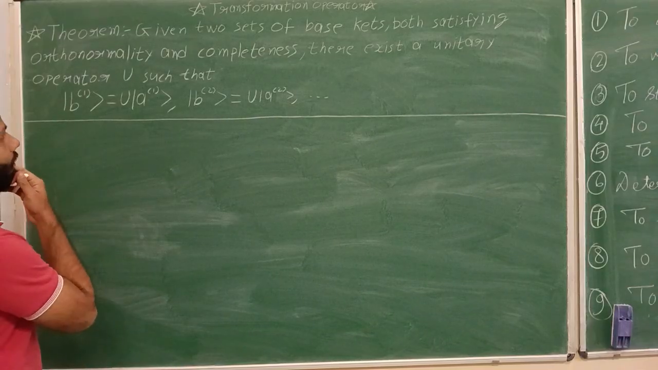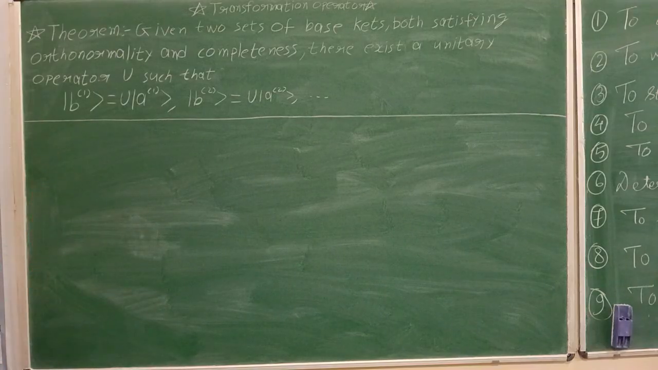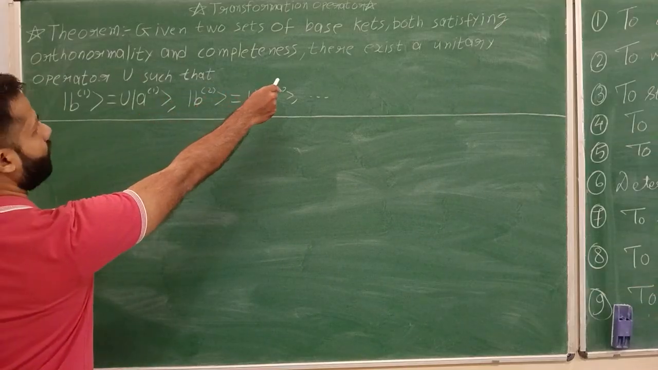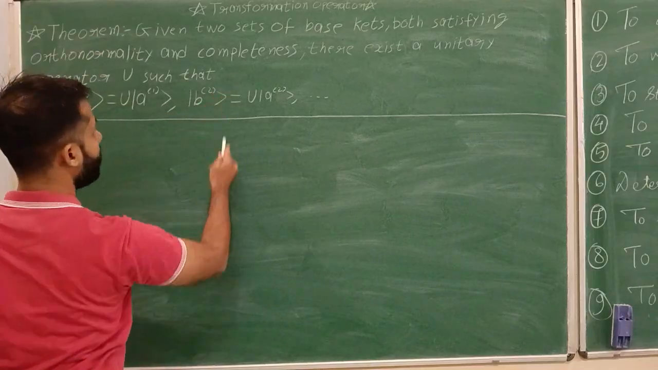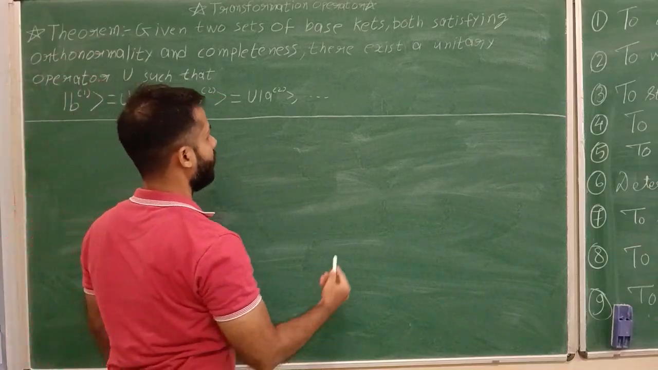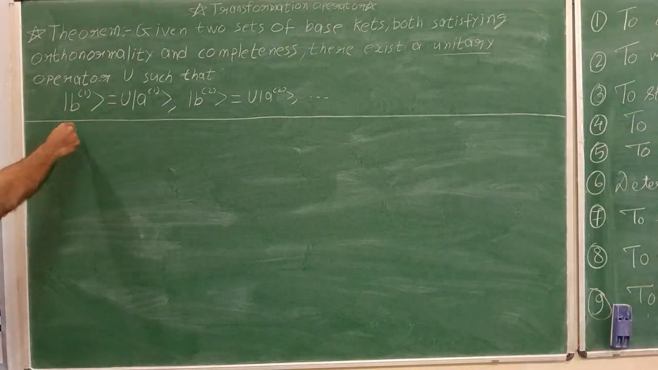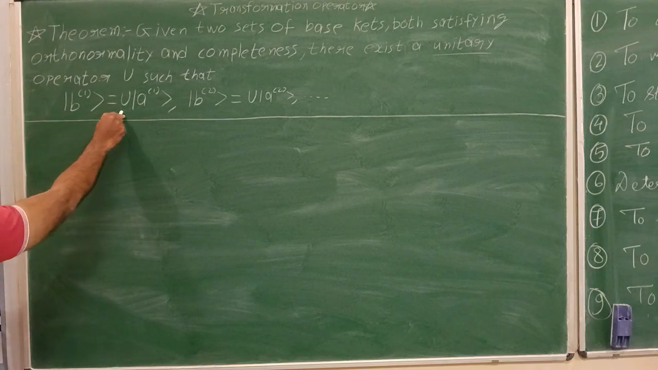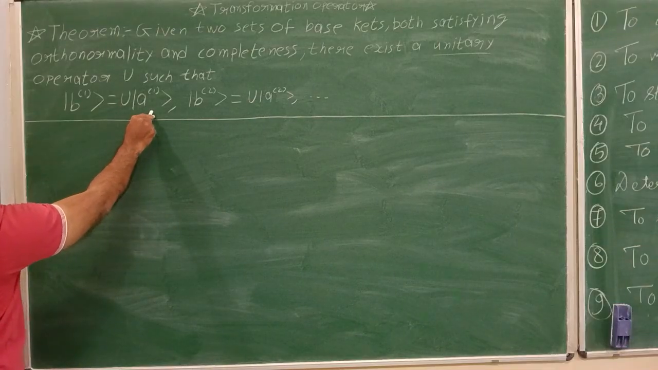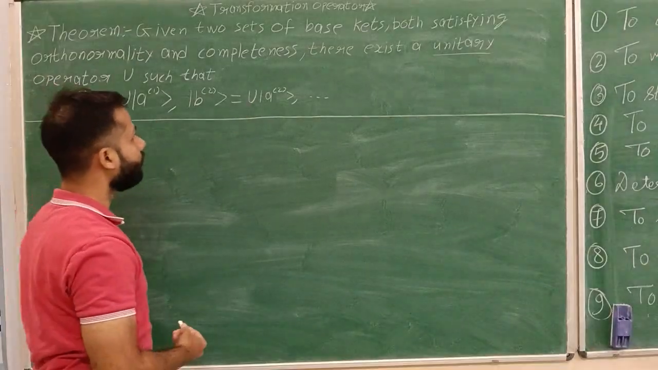So today we are going to talk about transformation operators, and we are going to prove this theorem: let's say we have two sets of base kets and both are satisfying this orthonormality and completeness, then there exists a unitary operator such that I can go from B to A or A to B in this manner. I apply the unitary operator on all the kets, and get B in similar fashion.